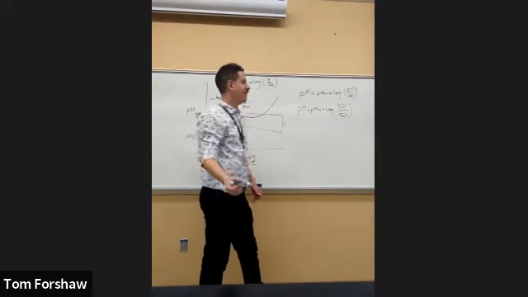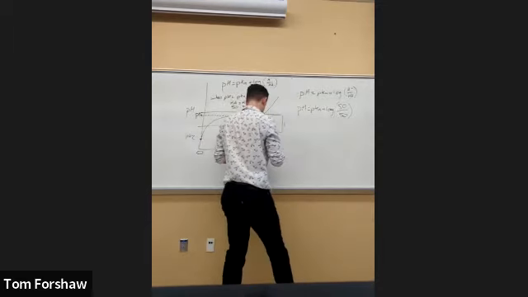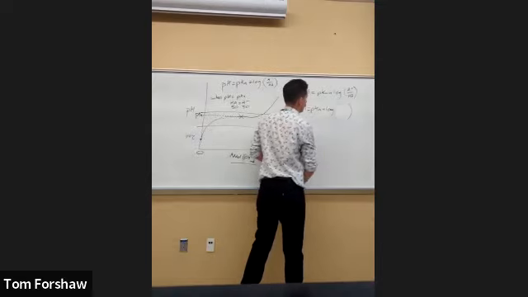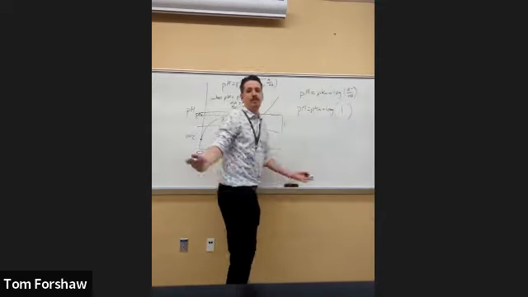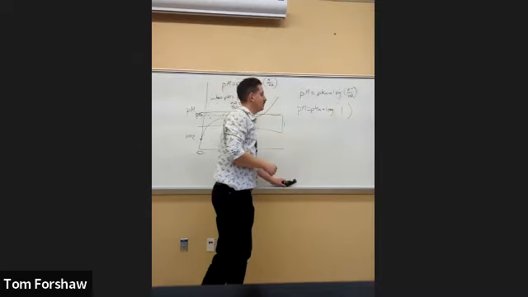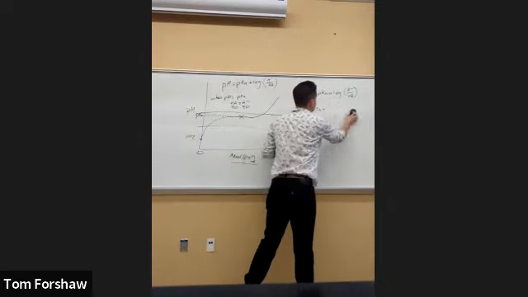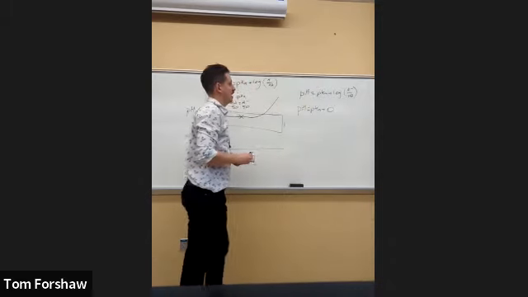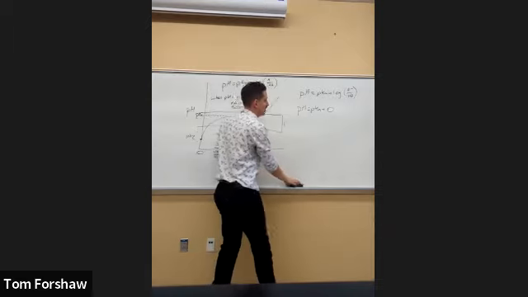Well, what's 50 divided by 50? 50 divided by 50 is 1. And what's the log of 1? The log of 1 is 0. And so pH equals pKa plus 0.